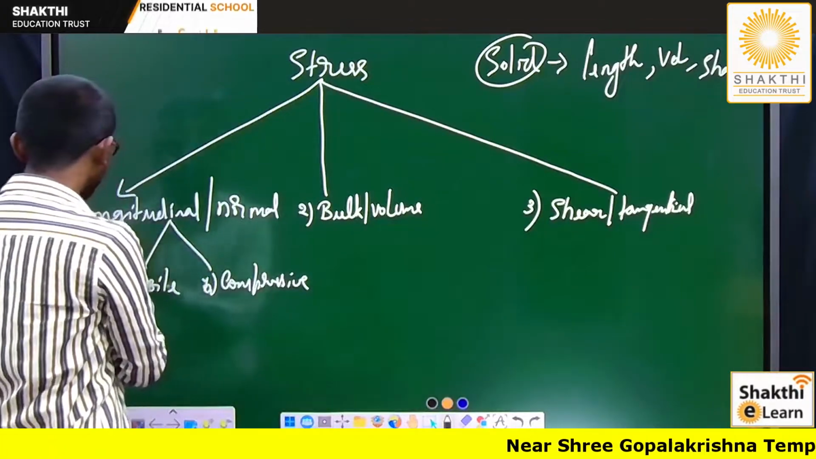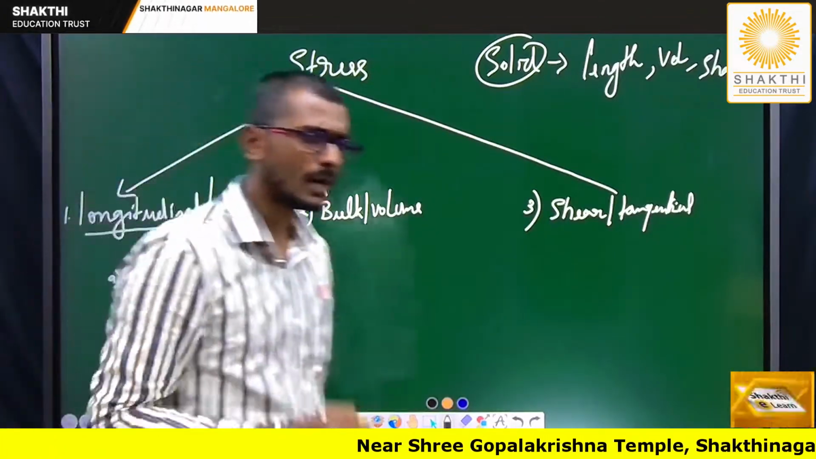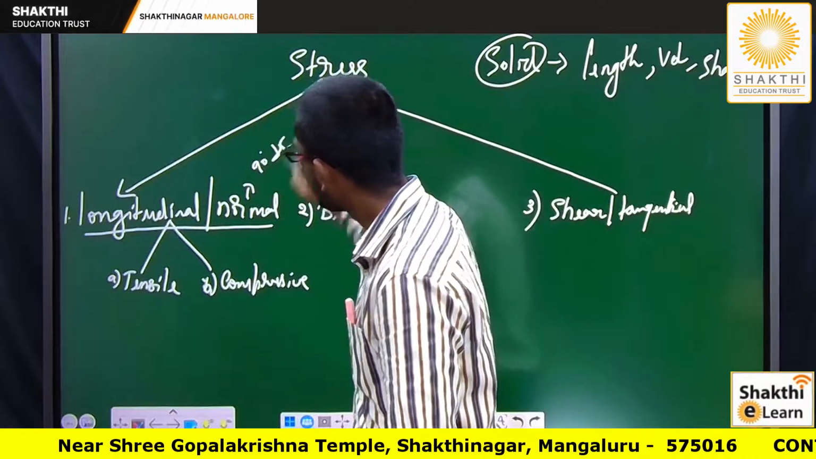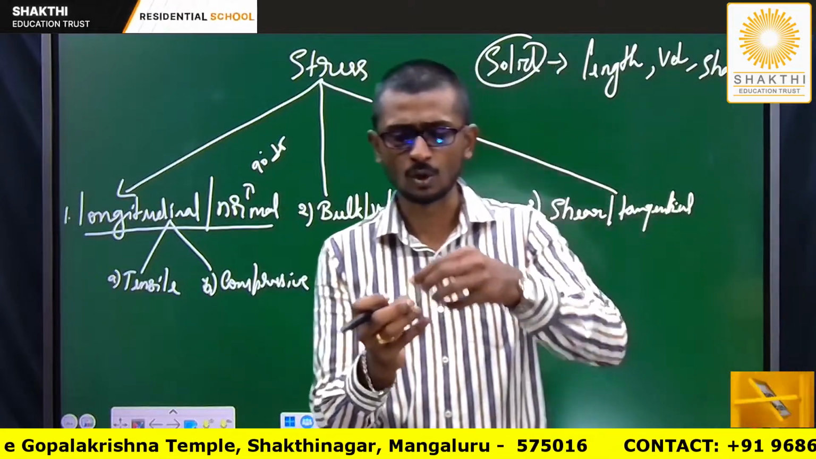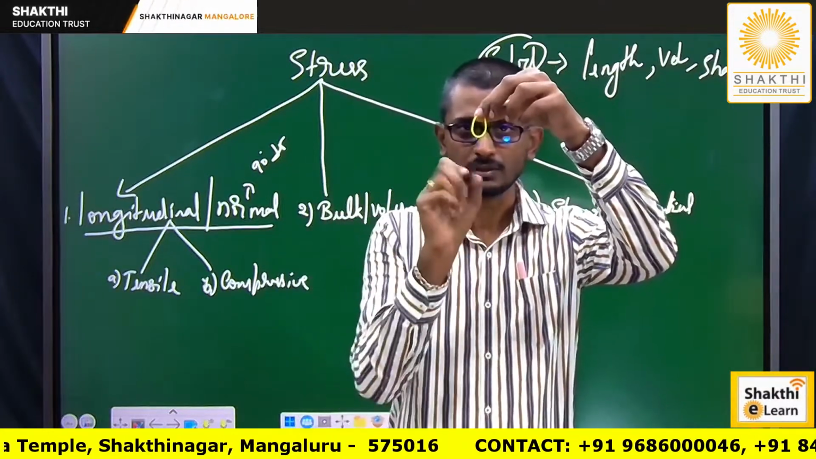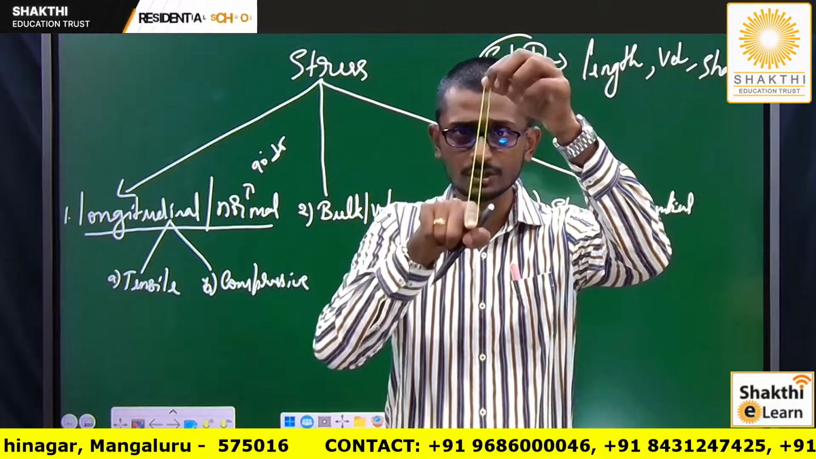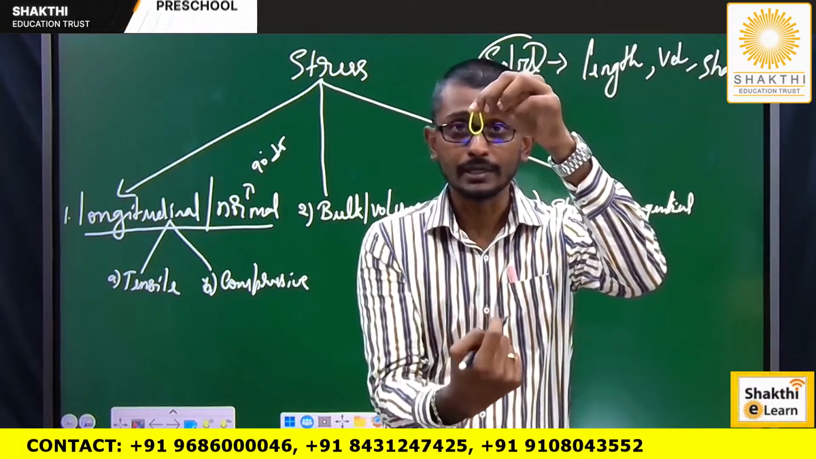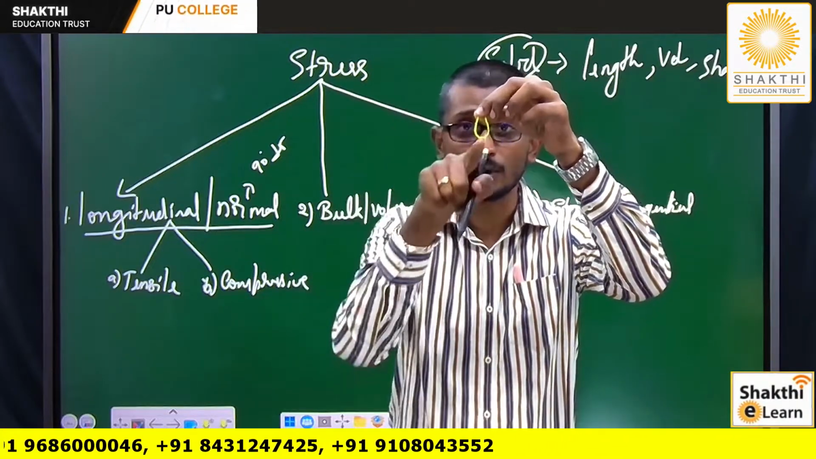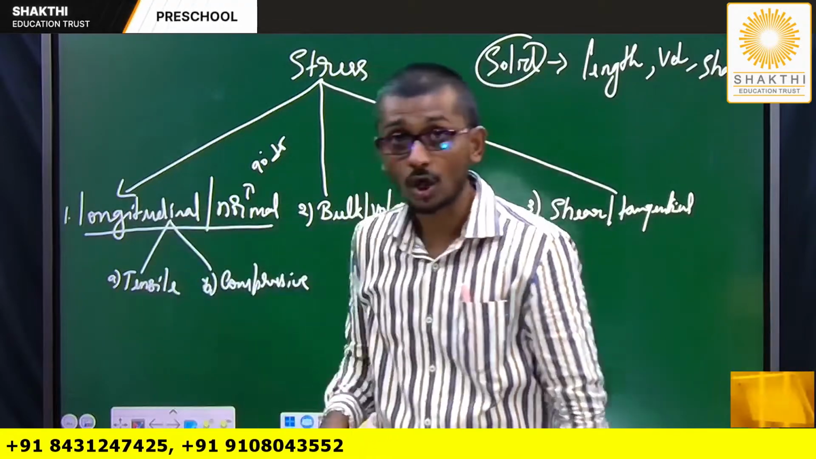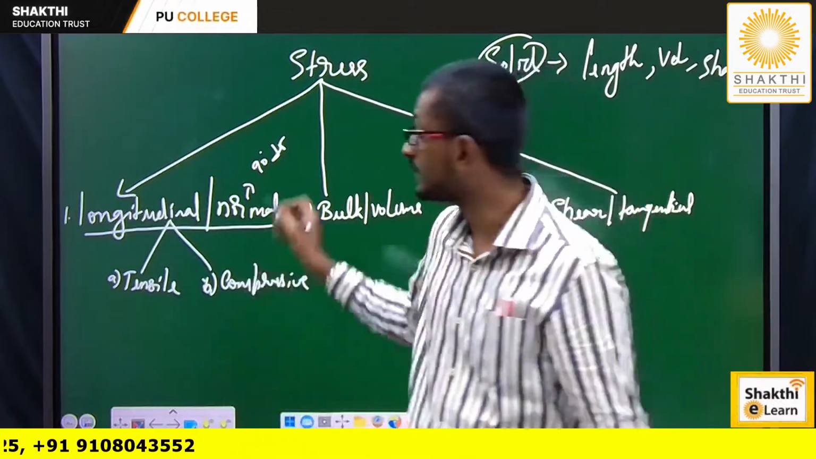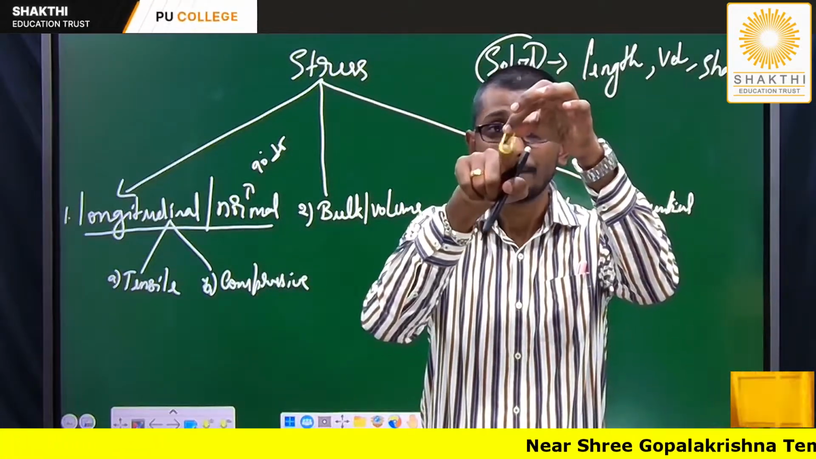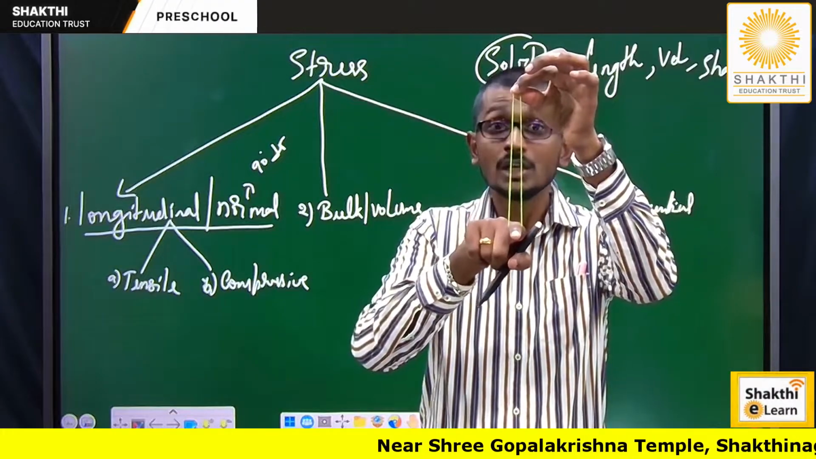So the first one, the longitudinal or the normal. Very simple one. Normal in the sense we know that normal is nothing but 90 degrees, acting perpendicularly. Correct? Now, if I want to change the shape of this, I have to apply force in this direction. That means acting normally on a body, perpendicularly on a body. When the force acts perpendicularly on a body, that is called a normal or longitudinal stress.